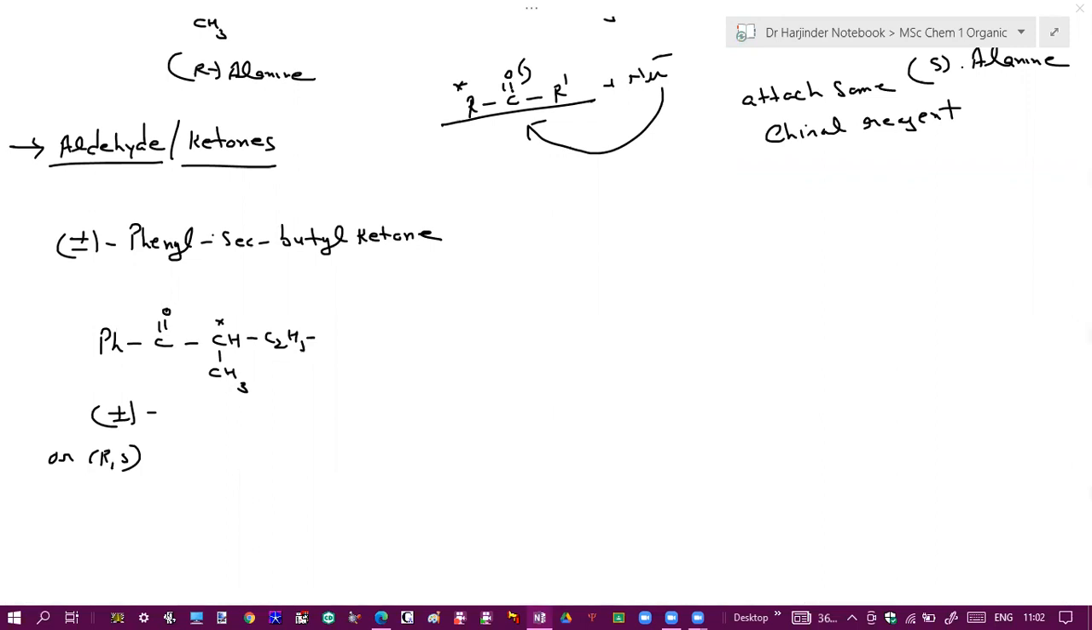So to what compound can we convert this carbonyl compound, in such a way that the group should be easy to remove?